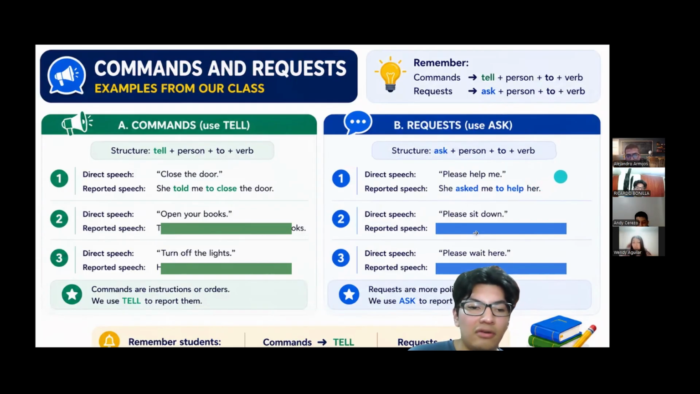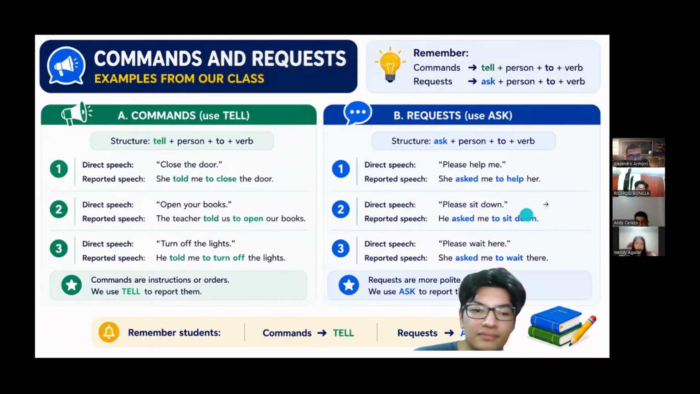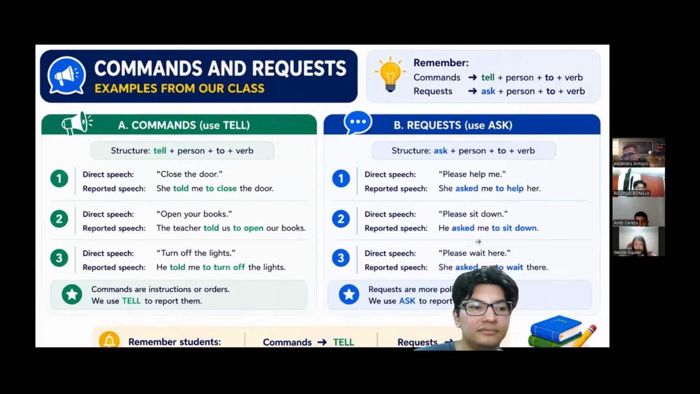Now, help me with two. She asked me to sit down. Okay, three. She asked me to wait there. Perfect. Remember, for a command you use tell, and for a request you use ask.